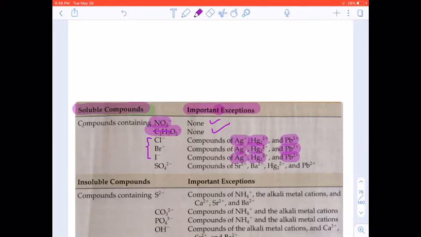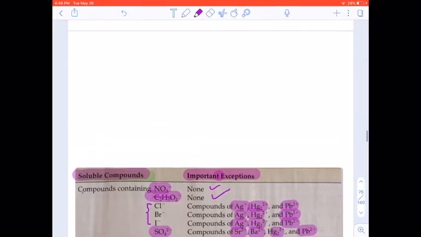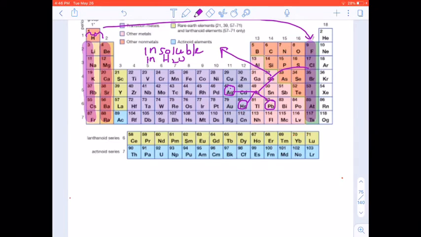If you look at sulfates now, most of the sulfates are soluble. The only ones that are not soluble are strontium, barium, mercury, and lead sulfate. So if we have a look at it, here's barium, there's strontium, and those sulfates are not soluble.